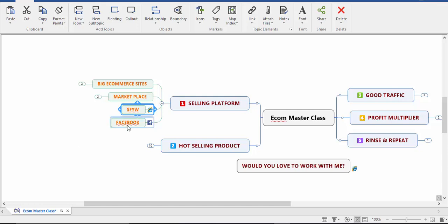And also you can sell from Facebook. That's one of the most beautiful things about the e-commerce business: even if you want to start with zero capital, all you need is a Facebook account, and you have your product and you start selling from your Facebook account. That too is very, very wonderful. I do that a lot.